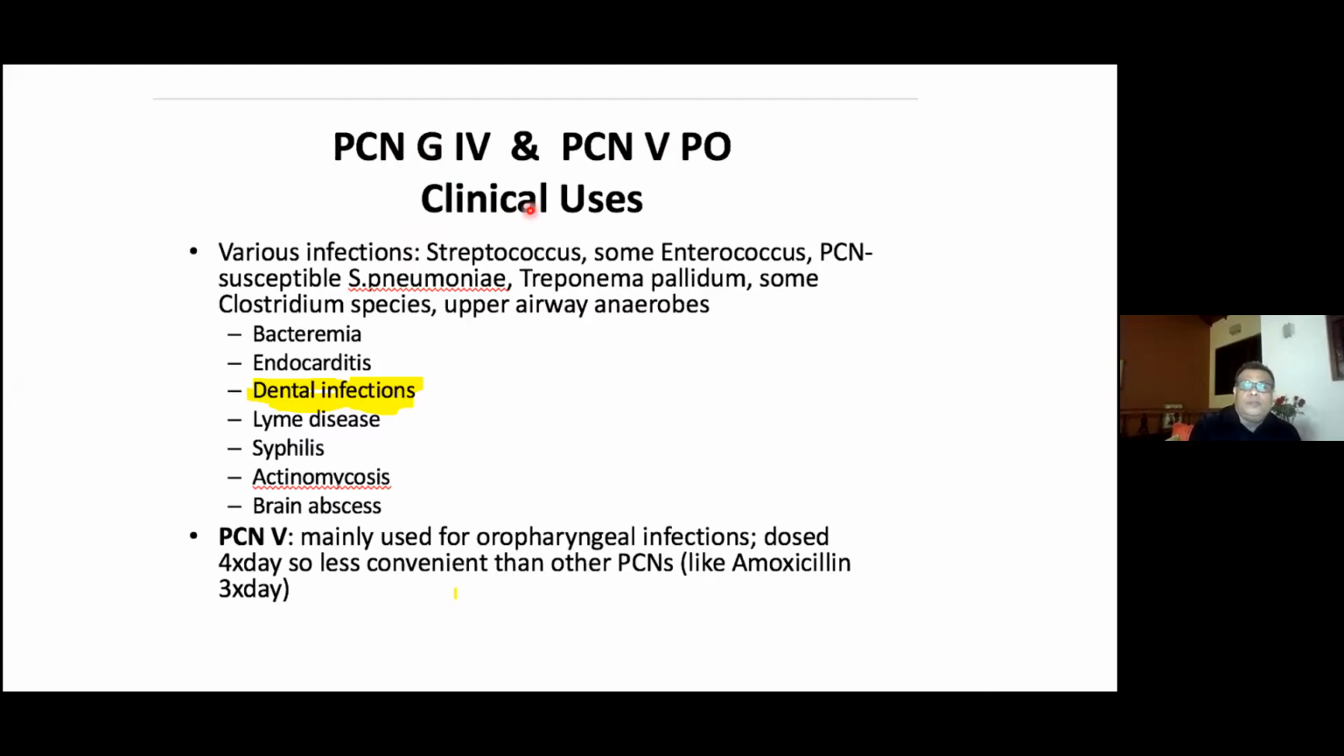The main use of penicillin in clinical practice is dental infection. That is the main indication for penicillin in medicine as well as in dentistry. They are also effective against bacteremia, endocarditis, actinomycosis, and some of the chronic infections. Penicillin is also given in oropharyngeal infections like tonsillitis and pharyngitis, and the dose is 4 times a day, which is less convenient compared to amoxicillin, which is given 3 times a day.